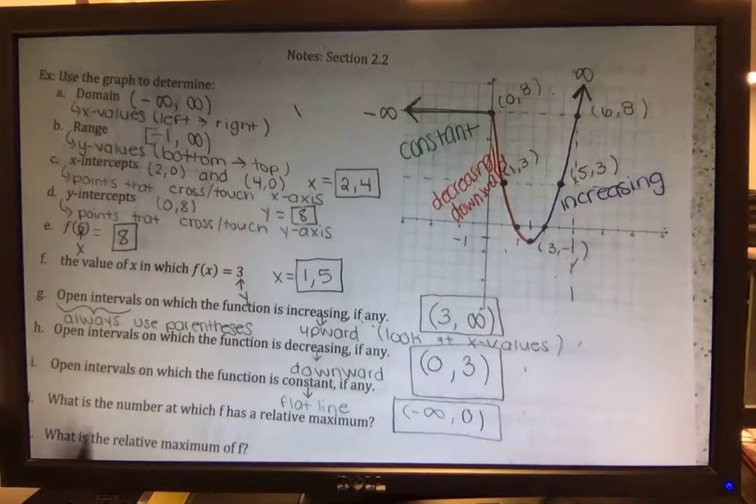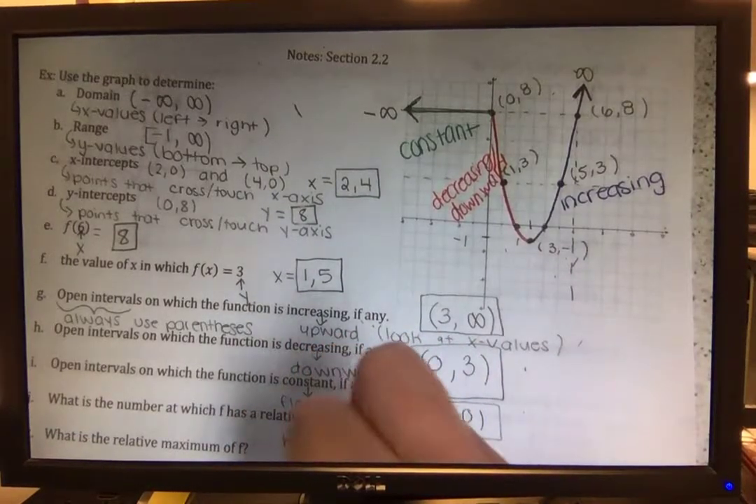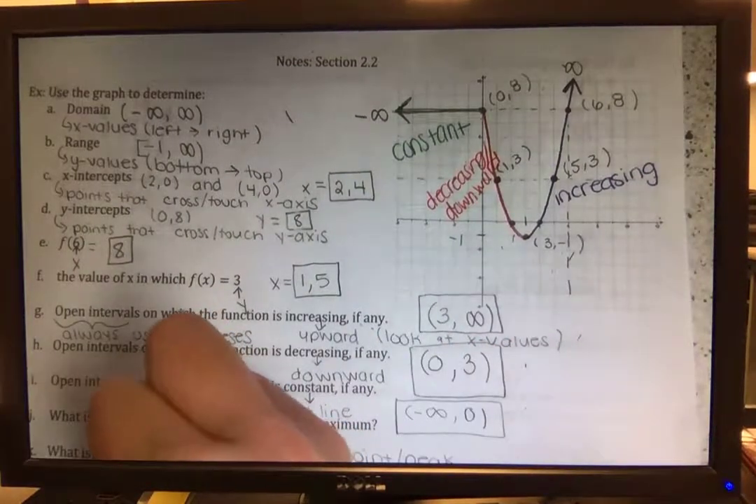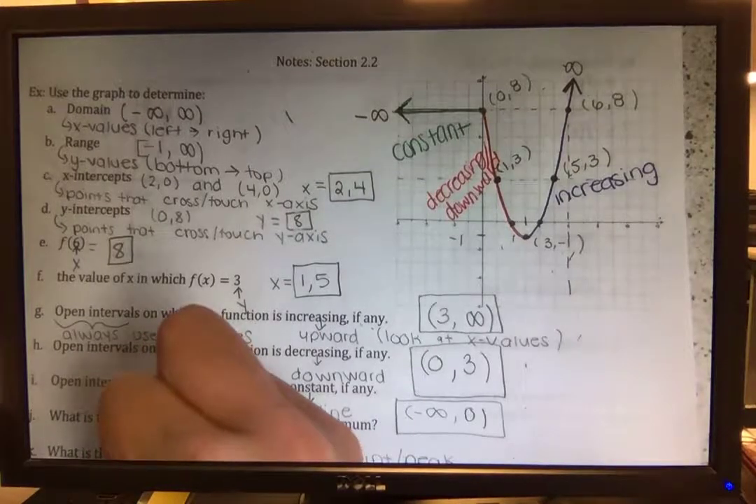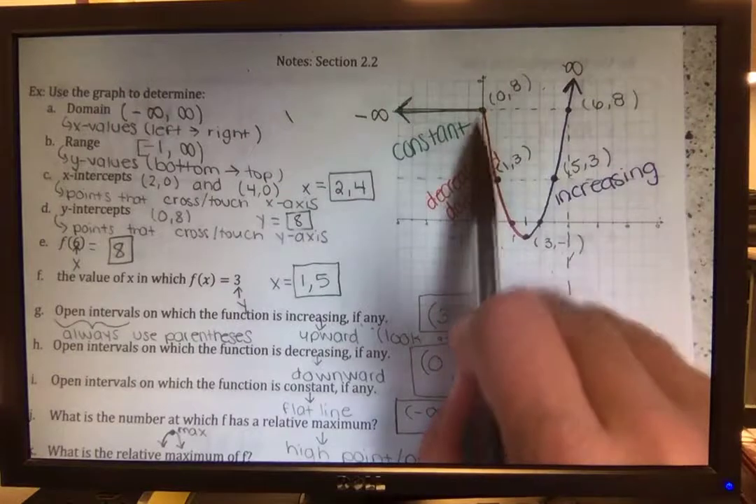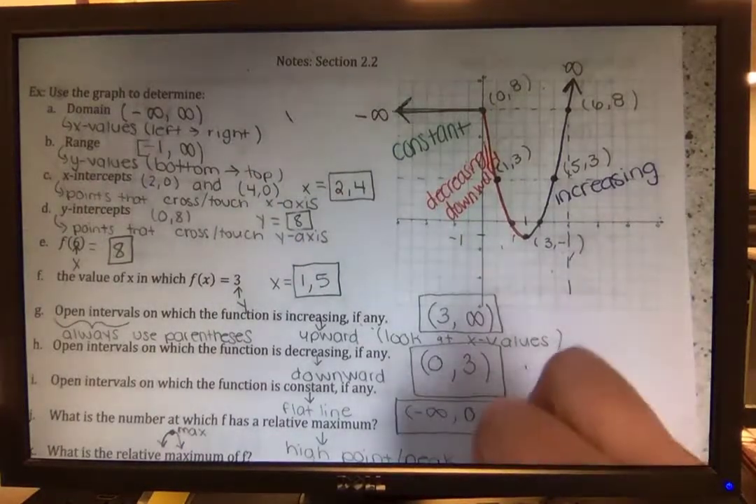Example J, what is the number at which f has a relative maximum? So relative maximum. A maximum is a high point or a peak. So for example, if you had a graph that looked like this, up here, this high point would be our maximum. Looking at this graph, I see it staying constant, and then it starts going down, and it goes up forever. So there's not one point that's higher than another because it goes on forever. So there is no relative maximum.